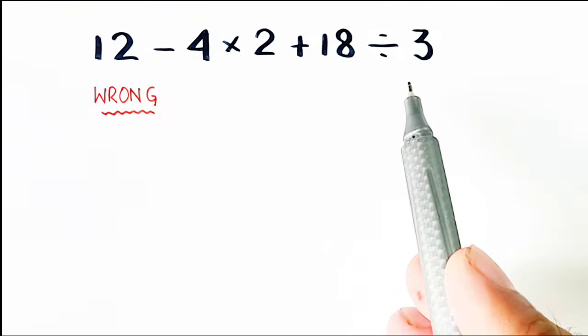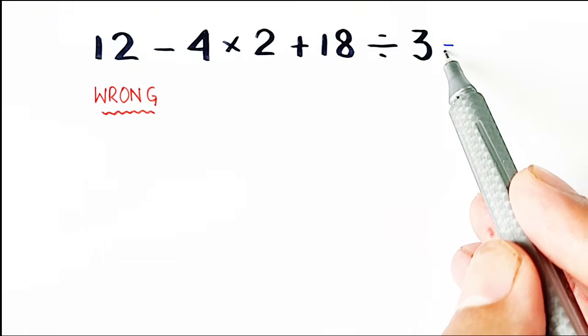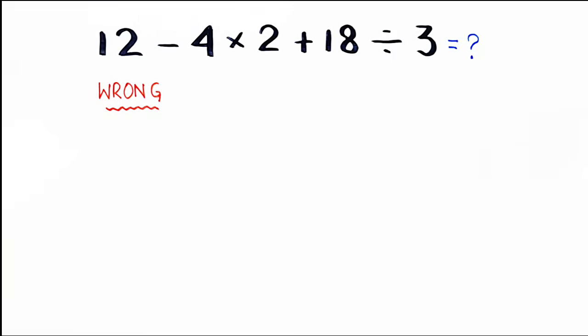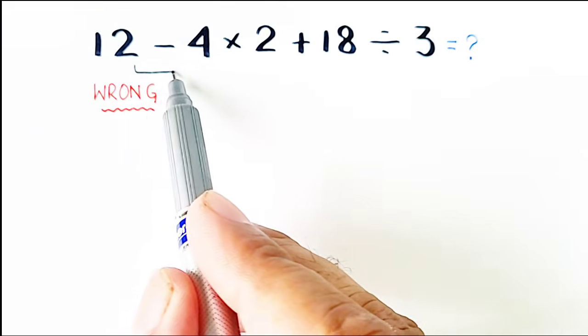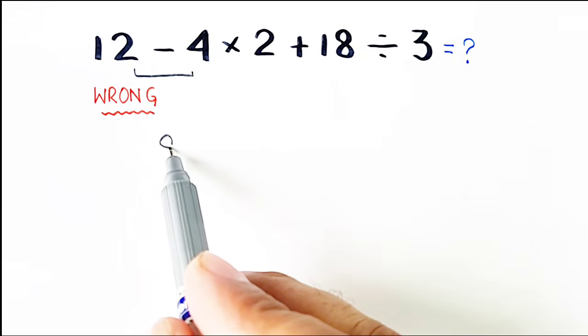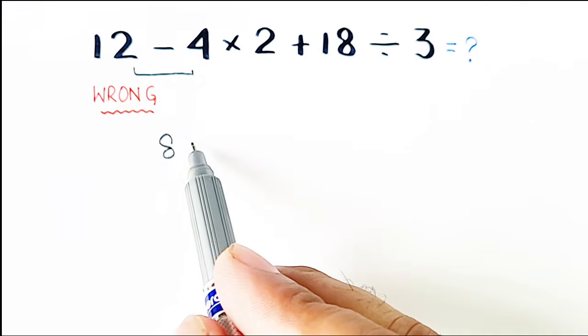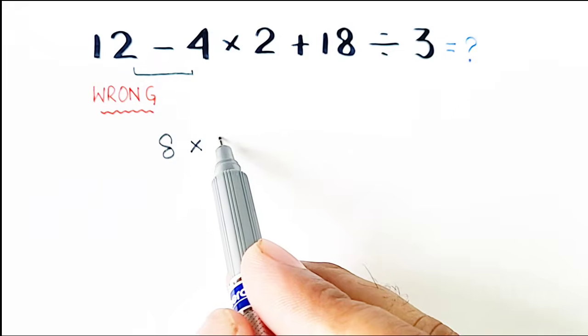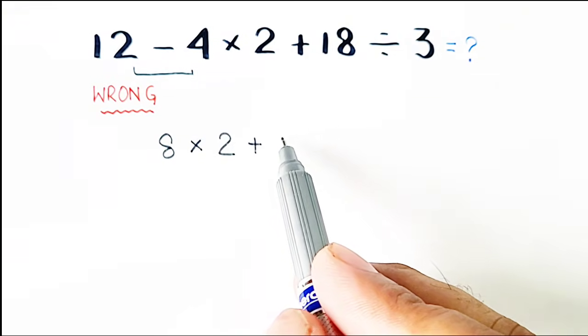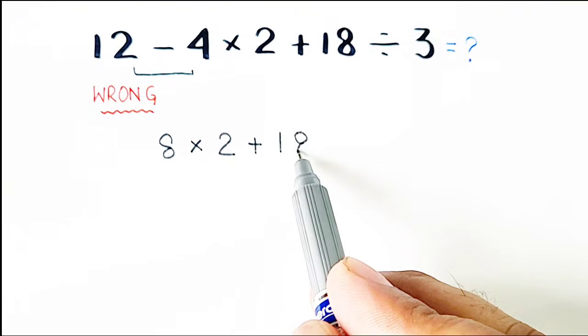This is the question. Most people get its answer wrong because they don't follow the order of operation. 12 minus 4 gives us 8, times 2, plus 18, divided by 3.